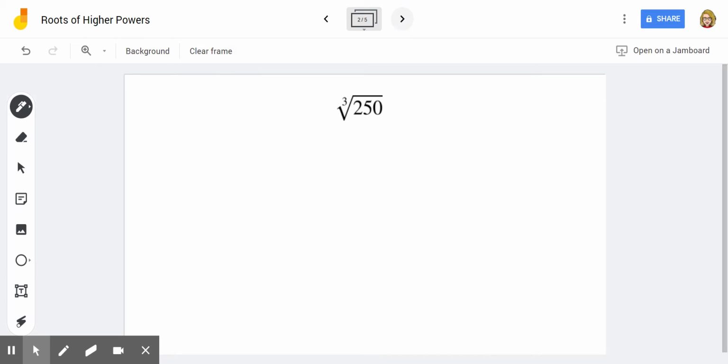Okay, so we are going to simplify the cube root of 250. So your first step is to factor 250. So 25 times 10 is 250. And then 5 times 5, and 10 is 2 times 5. So I factored it, and I'm going to rewrite it in the root.